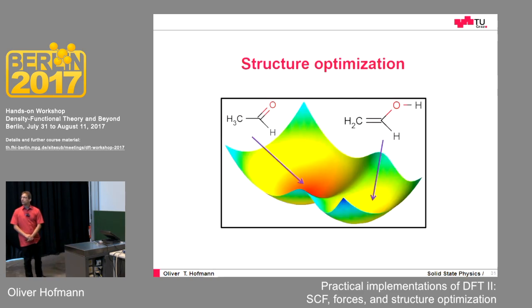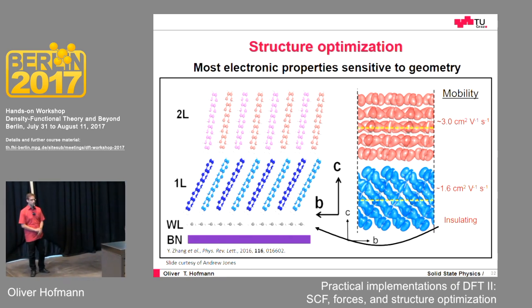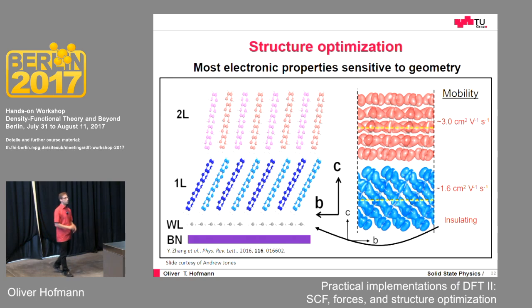Now, the second part of my talk that I want to go into is structure optimization. Obviously, the first step when we do a calculation is we define some geometry guess, and then we relax the geometry into the ground state. Why is this actually important? It's important because even small changes of the structure can have huge changes on physical observables.